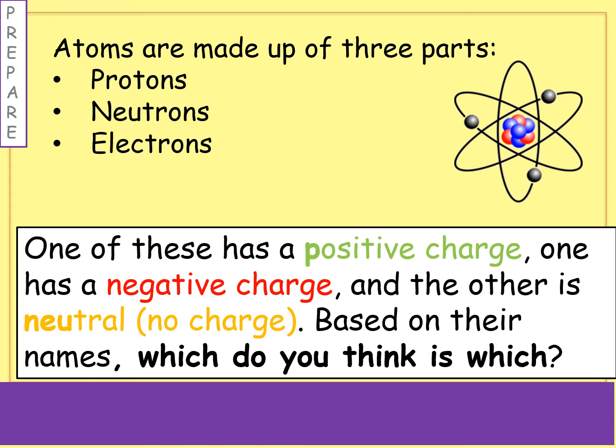One of these subatomic particles has a positive charge, one has a negative charge, and the other is neutral. It has no charge attached to it at all. Based on their names, which one do you think is which? Which one do you think is positive? Which one do you think is neutral? And which one do you think has negative charge? Pause the video for a second now and have a little think which one you think it might be.